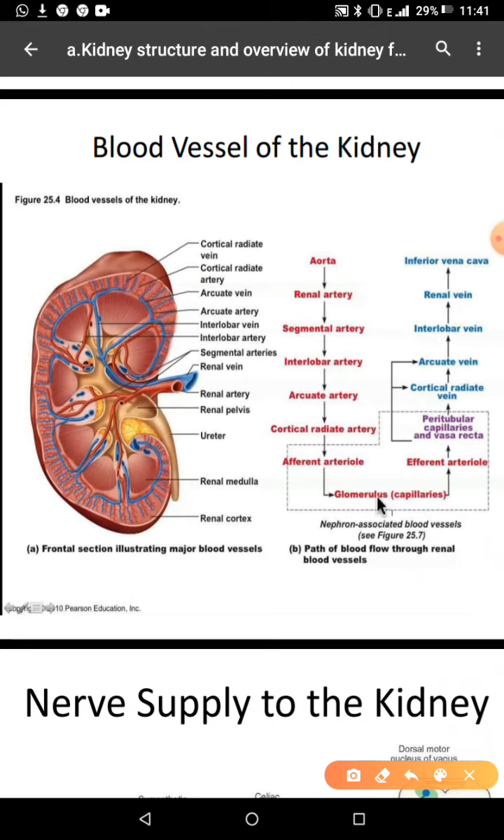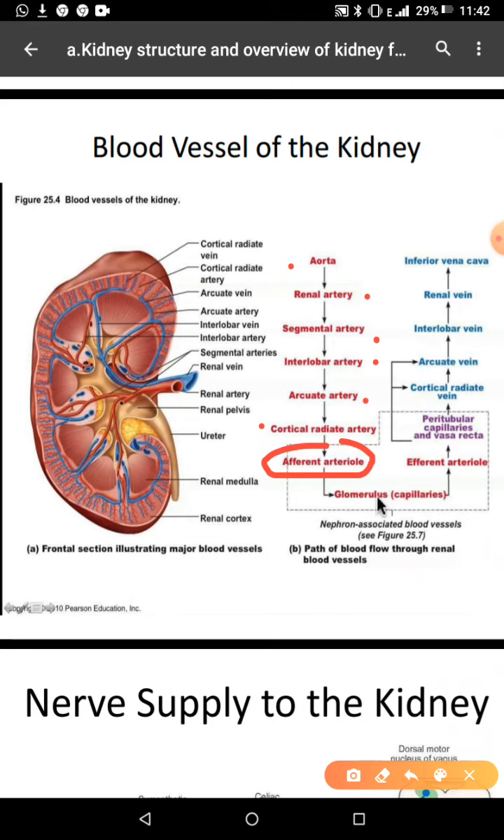The kidney gets its blood from the aorta. From the aorta, it enters through the renal artery. From the renal artery, the blood moves into the segmental artery. From the segmental artery, blood moves into the interlobar artery. From interlobar artery into the arcuate artery. From the arcuate artery into the cortical radiate artery. From the cortical radiate artery into these afferent arterioles. Okay, these are the actual blood vessels that constrict. These are under neural control. They are also under hormonal control, the afferent arterioles.